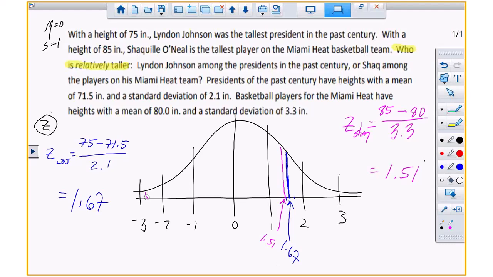Now with z-scores, remember, what is this? This is unusual, and this is outlier. Everybody with me? This is unusual, and this is outlier. The closer you are with z-scores to those two, the more extreme you are. In this case, what is the extreme? Taller. So who's relatively taller? Who's closer to the unusual? LBJ is relatively taller.